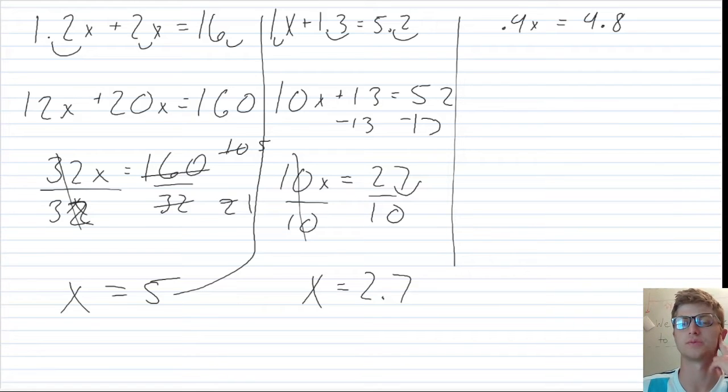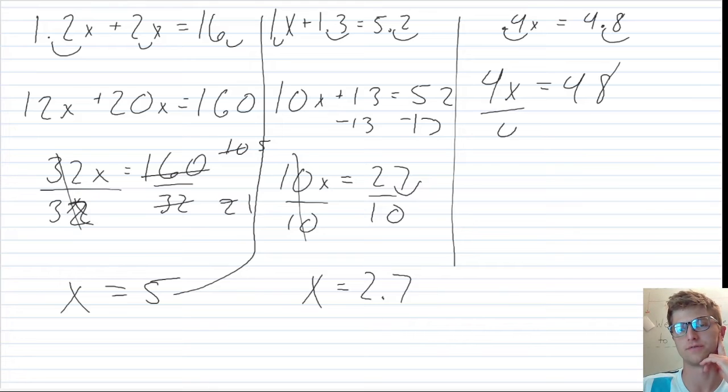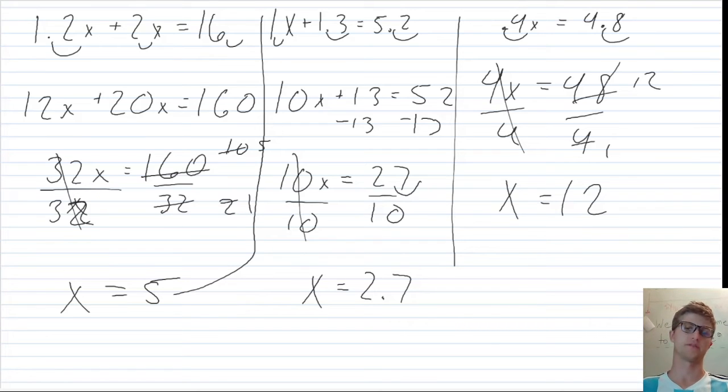What's the most number of decimals we got to move? 1, so we'll move everything over once. 4x equals 48. Divide by 4, divide by 4. So as we can see in this case, moving the decimal helped make this one a little quicker, so that was a beneficial time to use it.